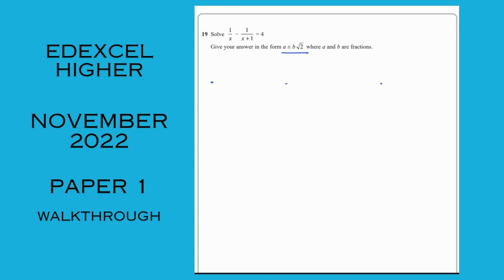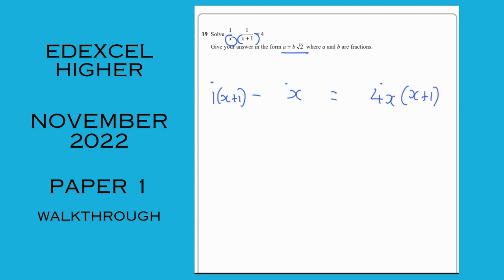If we times everything by x, on the first term, it disappears. On the second term, we get an x on top. On the third term, we get 4x. Not forgetting they're equal. That job's done. Now multiply everything by x plus 1. There we go. Second term, it cancels out. Right-hand side.